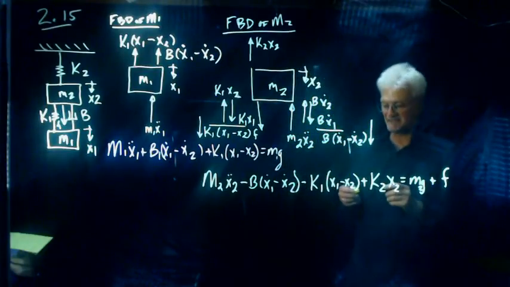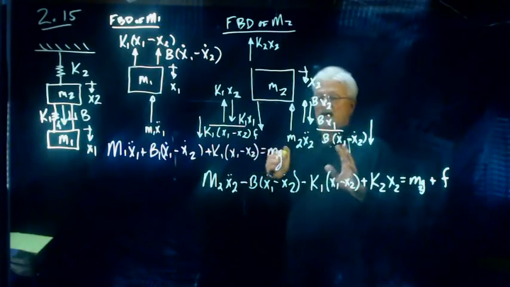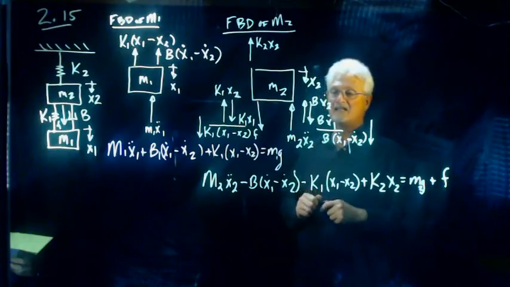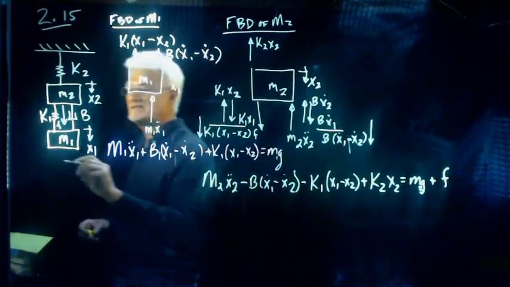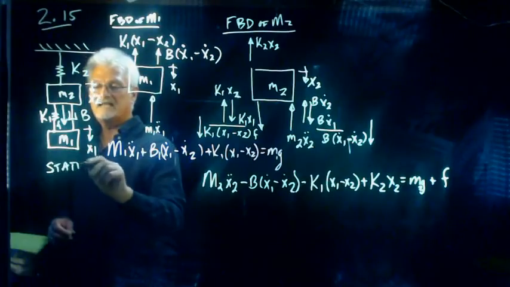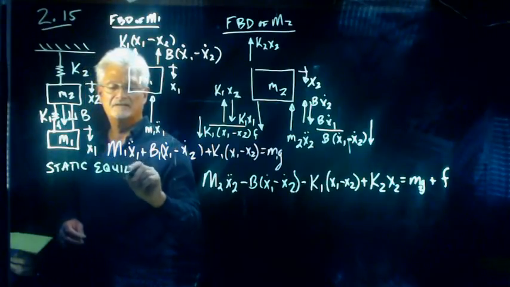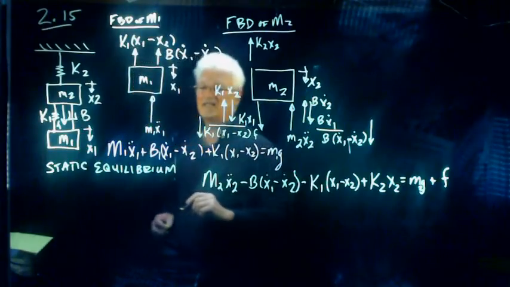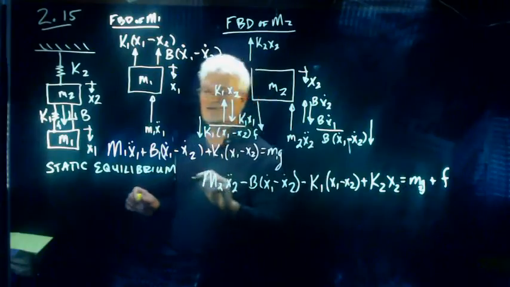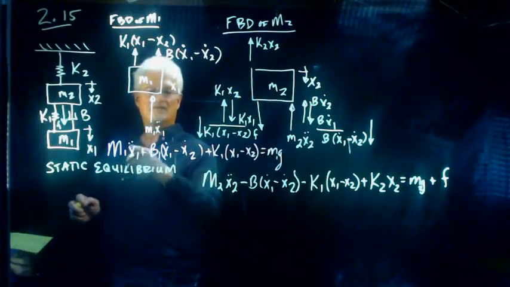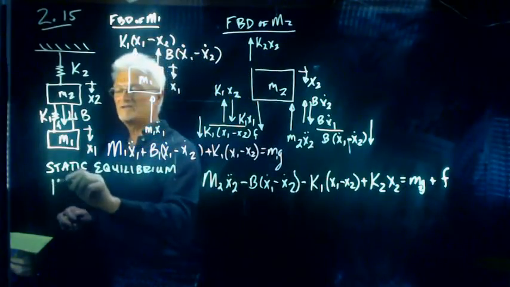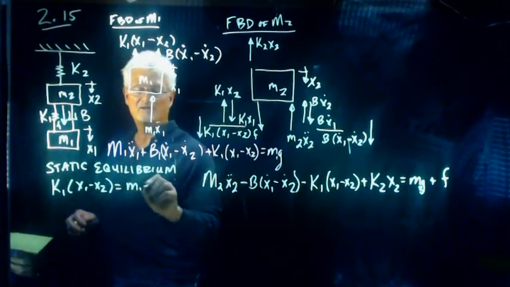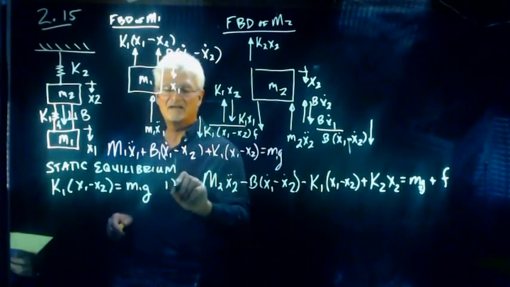So let's just get all the pieces together. I can go through and organize this stuff in a good way. One of the things that I can do is look at static equilibrium. That means that all the terms with dots on them are, I mean, are zero. And so now I'm going to write this equation. The static equilibrium is just going to be k1 times x1 minus x2 is equal to m1g. So that's equation number 1.